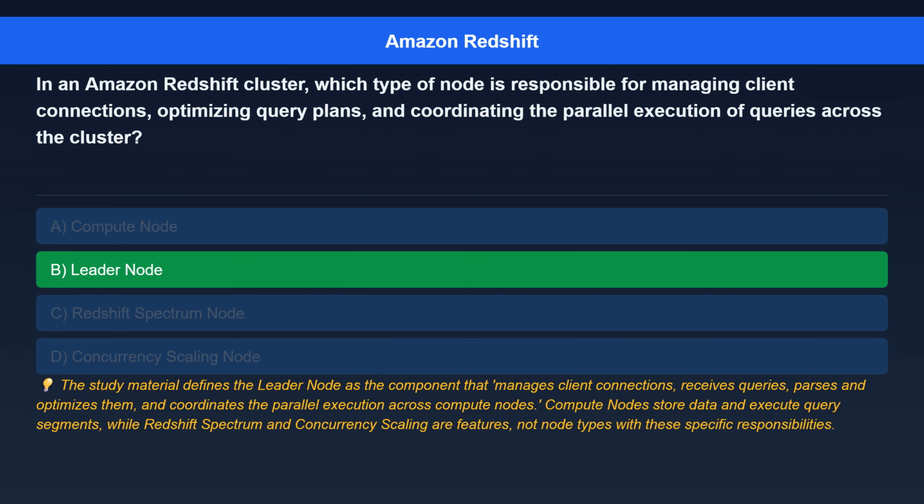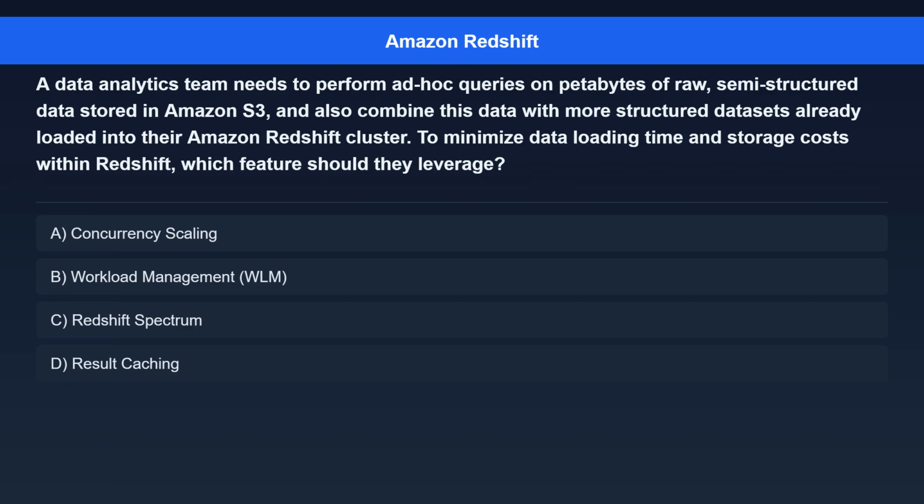The correct answer is Leader node. Here's the explanation. The study material defines the leader node as the component that manages client connections, receives queries, parses and optimizes them, and coordinates the parallel execution across compute nodes. Compute nodes store data and execute query segments, while Redshift Spectrum and concurrency scaling are features, not node types, with these specific responsibilities.